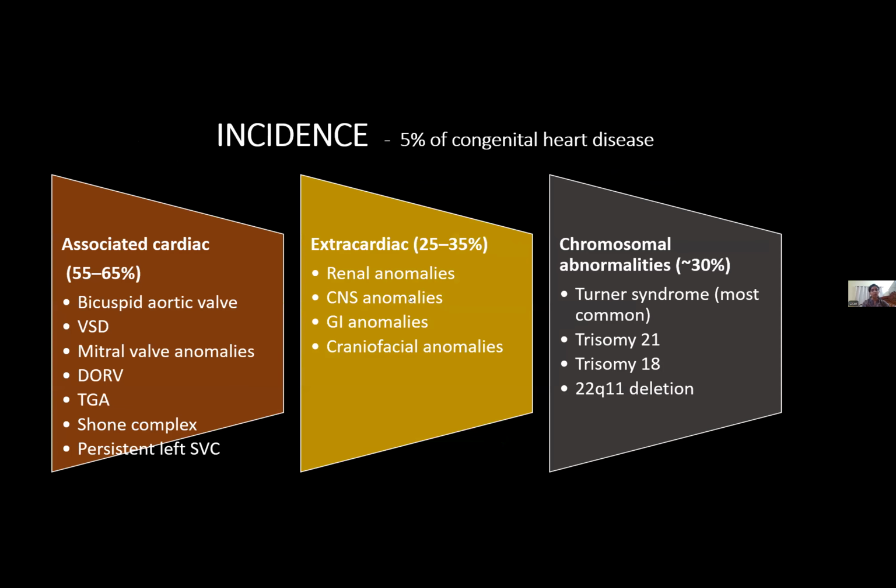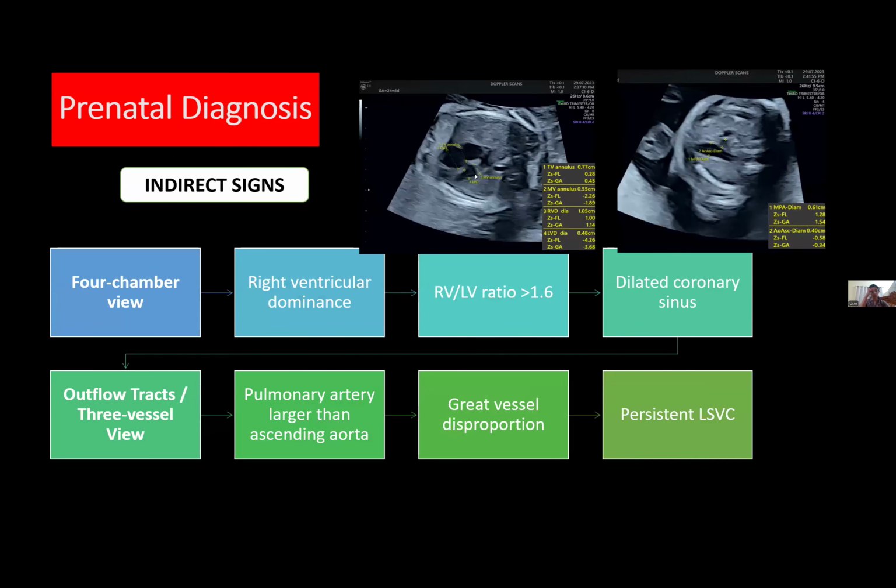It accounts for about 5% of congenital heart disease, and it is frequently associated with cardiac, extracardiac, and chromosomal abnormalities, especially Turner's, highlighting the importance of comprehensive fetal evaluation. The indirect signs include right ventricular dominance with an RV to LV ratio of more than 1.6, and the pulmonary artery is larger than the ascending aorta, showing a great vessel disproportion in the three vessel view.